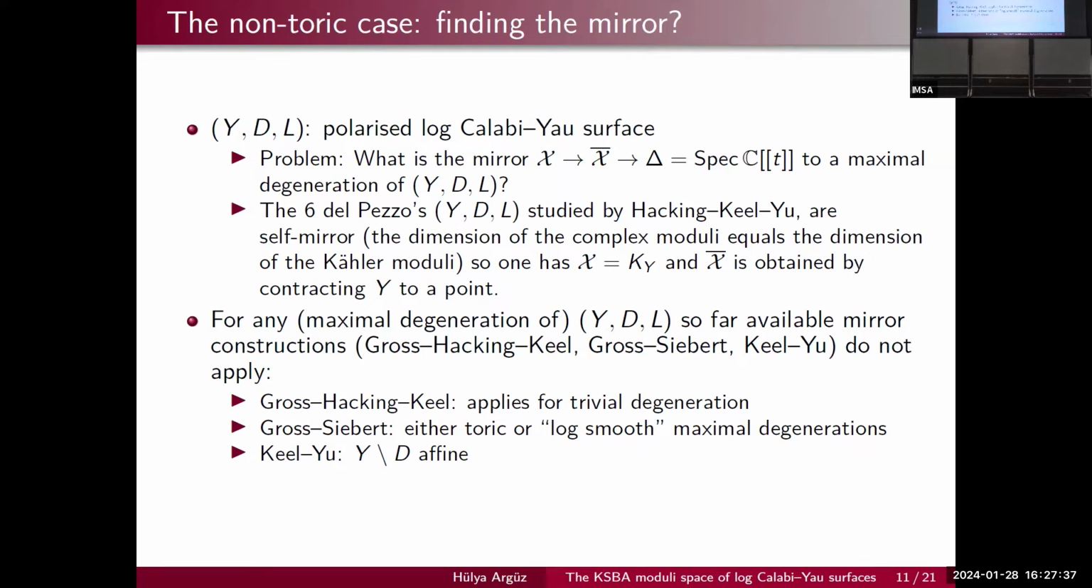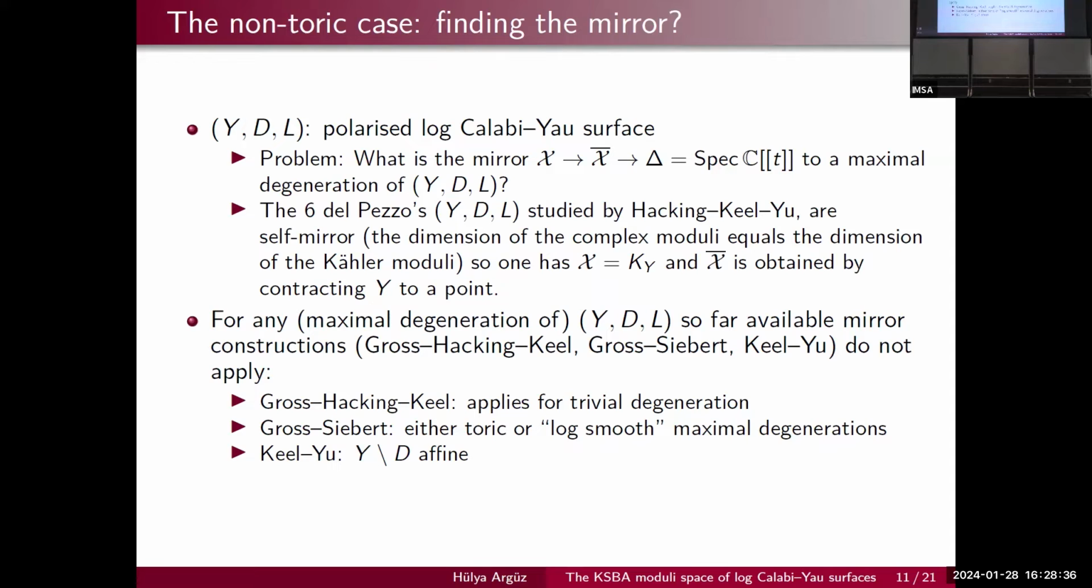But in general, things are not so nice and symmetric, and we need to describe the mirror. And so far in mirror symmetry, there hasn't been a construction telling what is the mirror to a maximal degeneration of a polarized log Calabi-Yau surface. Because the available mirror constructions in the local Calabi-Yau setup work for, due to Gross-Siebert, you can construct mirrors to toric degenerations of Calabi-Yaus or log Calabi-Yaus, log-smooth degenerations. And we are not in the log-smooth situation. Our degenerations will not be log-smooth. And there is the non-Archimedean mirror construction of Keel-Yu, which so far works under the assumption that Y minus D should be affine, which is also not the case in our setup.